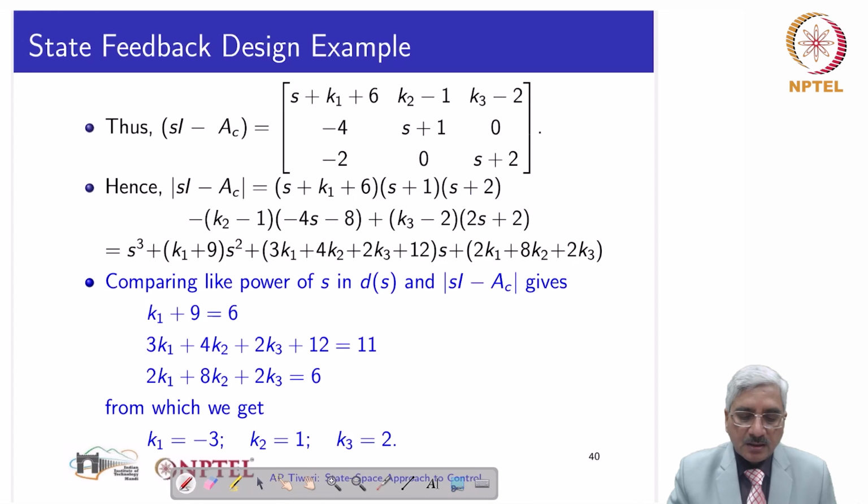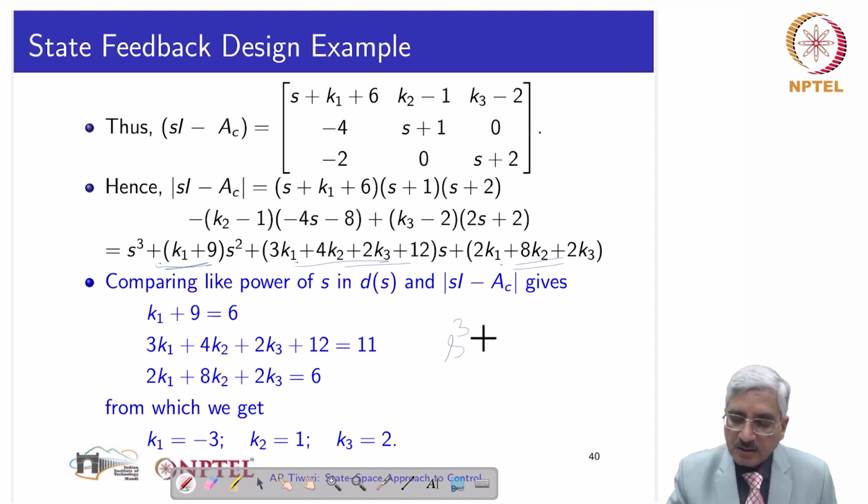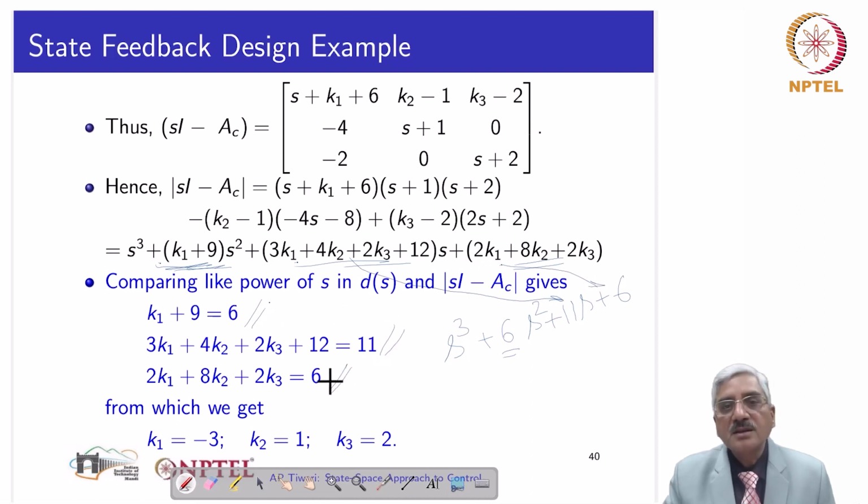Now we have to compare these coefficients with the coefficients of the desired characteristic equation, which we obtained was S cube plus 6S square plus 11S plus 6. So this will be equal to 6, this will be equal to 11, and this will be equal to 6, which is written here. We get these three simultaneous linear equations, and when we solve them, we get K1 equal to minus 3, K2 equal to 1, and K3 equal to 2.